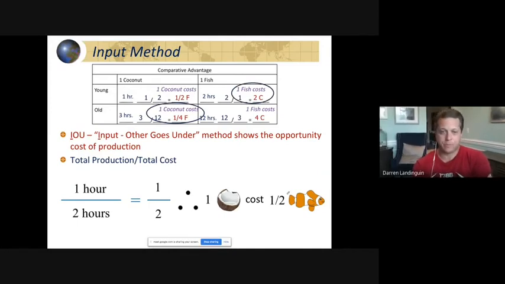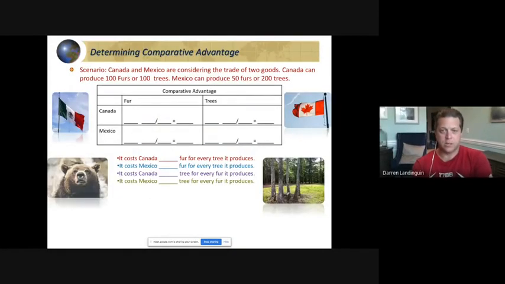Okay. Now, here's a couple more examples we're going to do together, and then we're going to stop, and I'm going to allow you to do some on your own in the packet. But here we go. We have another scenario. We've got Canada and Mexico, and they are considering the trade of 2 goods. Canada can produce 100 firs or 100 trees. Mexico can produce 50 firs or 200 trees.